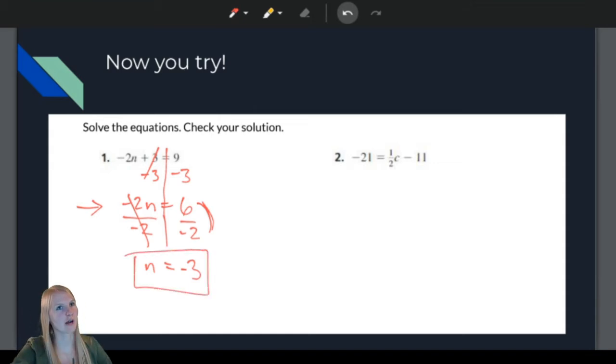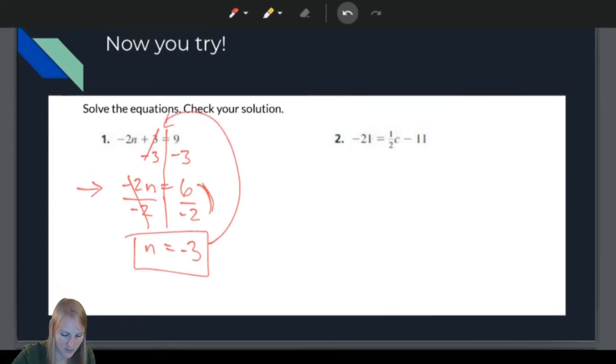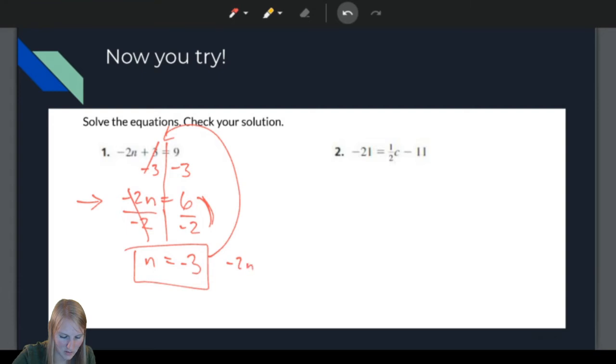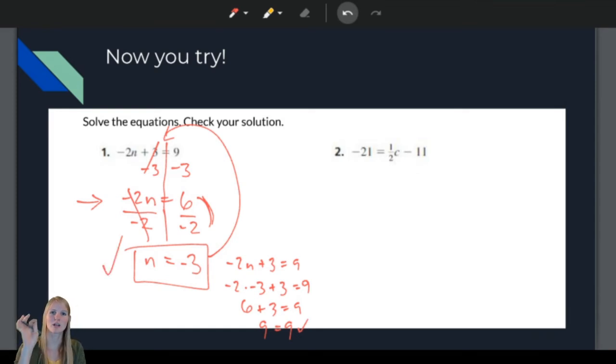Woohoo! Did you check your answer? If you did, awesome job. And if you didn't, pause the video and do it now. And then check and see if you were right. So I have negative 2n plus 3 equals 9. Negative 2 times negative 3 plus 3 equals 9. So I have 6 plus 3 equals 9. 9 equals 9. Oh yeah. We are good. So n equals negative 3 is correct.